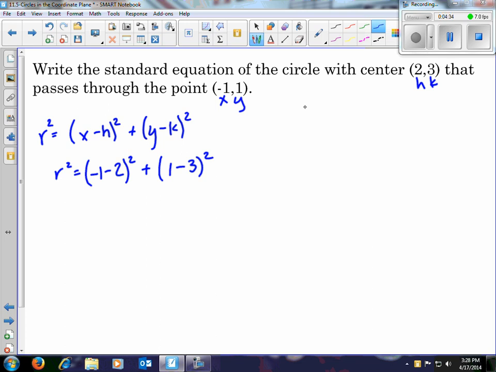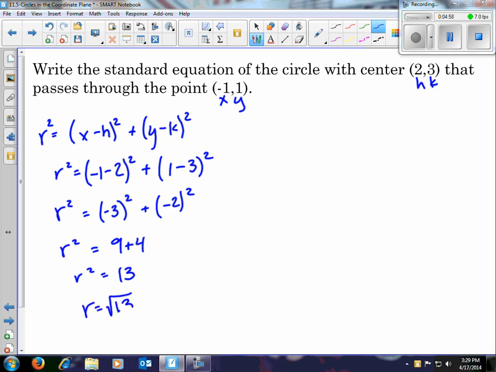And 3 was my k over here. So I have r squared is equal to negative 3 squared plus 1 minus 3 is negative 2 squared. So I have r squared is equal to 9 plus 4. R squared is equal to 13. So r is equal to the square root of 13 because I'm going to square root both sides to get rid of my squared. So now that I have my radius, now I can use my center and my radius to make a standard form equation.